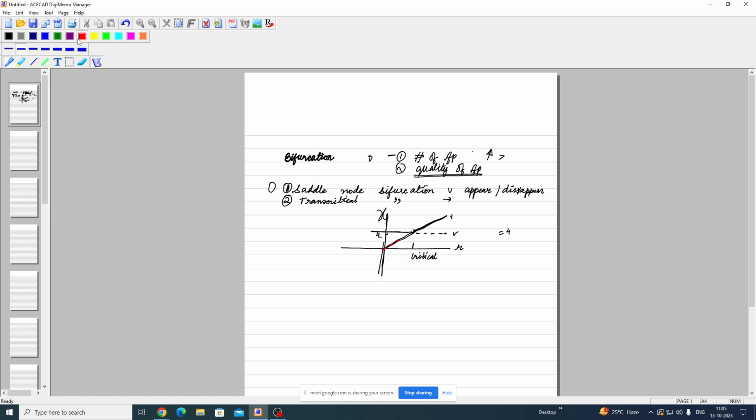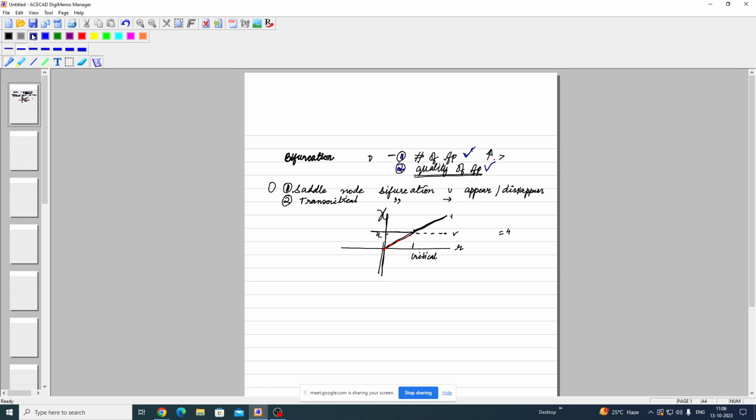It becomes an unstable fixed point, then this is transcritical bifurcation. Please note one thing, students, that there are only two things that will tell me what kind of bifurcation is happening: number of fixed points and quality of fixed points. So far we have revised two kinds of bifurcation, saddle node and transcritical.